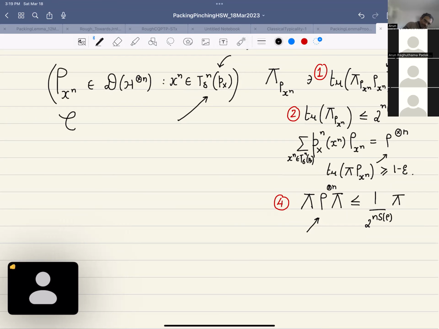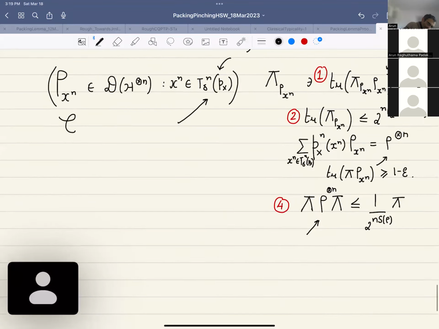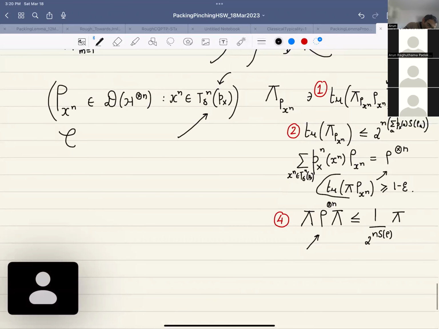Yes, sir. Okay. So that means we don't have this part, and we will now prove that. This is what is referred to as the pinching lemma. I will just prove that.